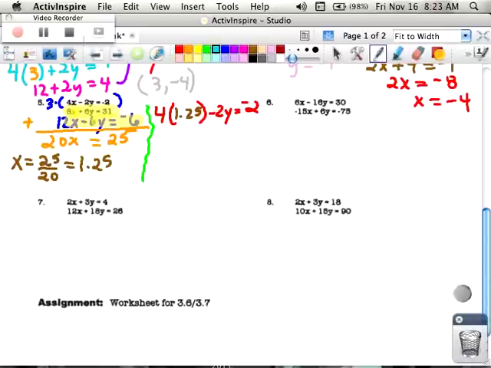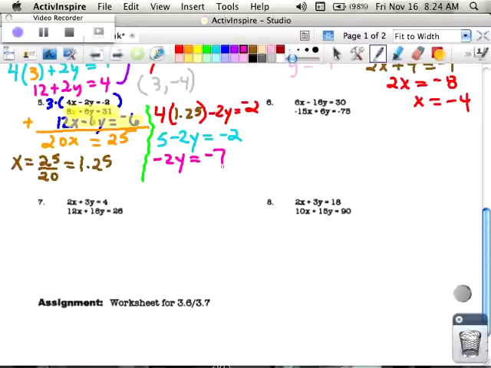When I multiply the 4 times 1 1/4, I get 5. And I still have my minus 2y. And that's still equal to a -2. How do I get rid of the 5? Subtract 5 is the correct answer. So I subtract 5 from the left. Gone. Only the negative 2y is left over. Subtract 5 from the right, and I get -7.